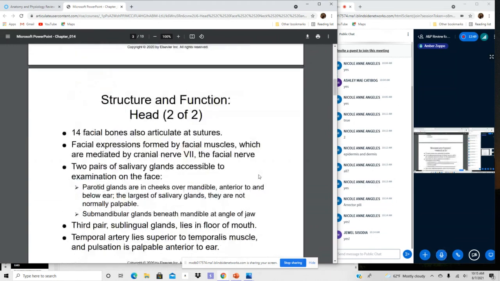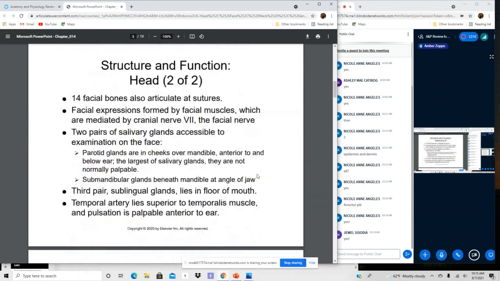The head is made of 14 facial bones that articulate at sutures. Facial expressions are formed by facial muscles, which are mediated by cranial nerve 7, the facial nerve. 2 pairs of salivary glands are accessible to examination on the face, and those are the parotid glands, which are in the cheeks over the mandible, anterior to and below the ear, and these are the largest salivary glands.